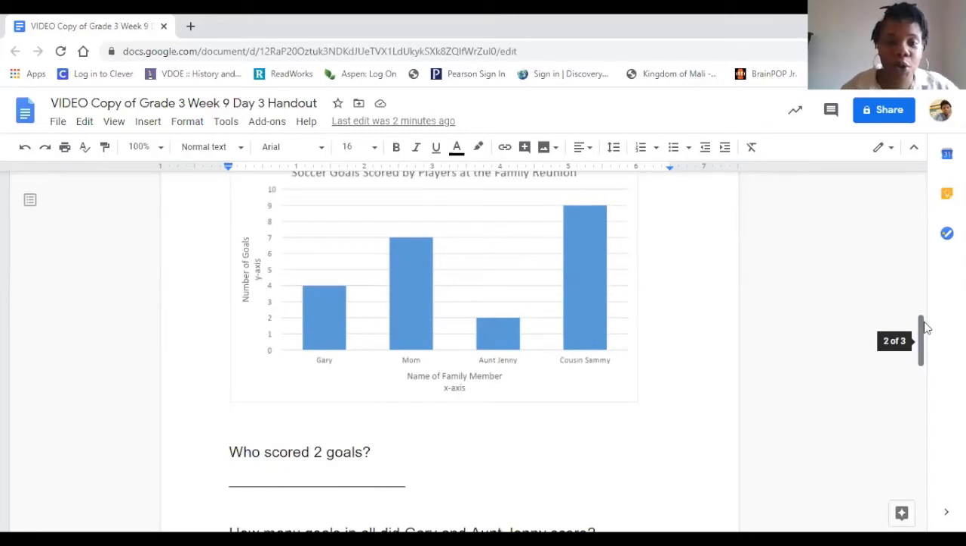Who scored 2 goals? Well, here I'm going to go to my bar graph. Here's my 2. So I'm going to start at 2, and I'm going to take my cursor and go across and see that Aunt Jenny's bar stops at the number 2. So Aunt Jenny scored 2 goals. And I want to double check to make sure there are no other family members who scored 2 goals. If I compare them, it looks like everyone scored more than 2 goals. So Aunt Jenny is the only family member who scored 2. Did you get Aunt Jenny for your answer?